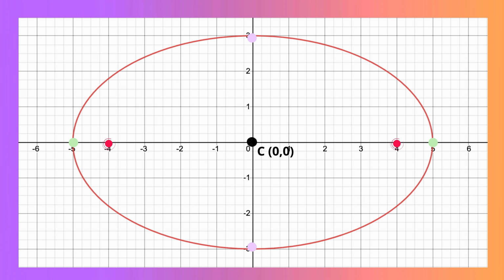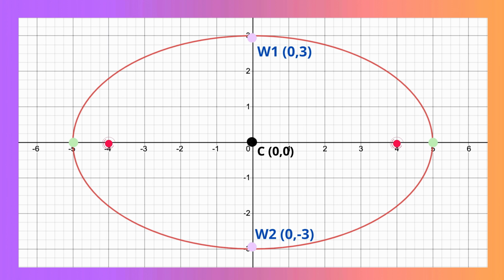Note that the co-vertices are unlike the foci and the vertices, such that we add and subtract b units to the y-coordinate of the center. In this case, the distance b from the center to the co-vertex is 3 units, hence, we add and subtract 3 to the y-coordinate of the center. Thus, we have (0, 3) and (0, negative 3).